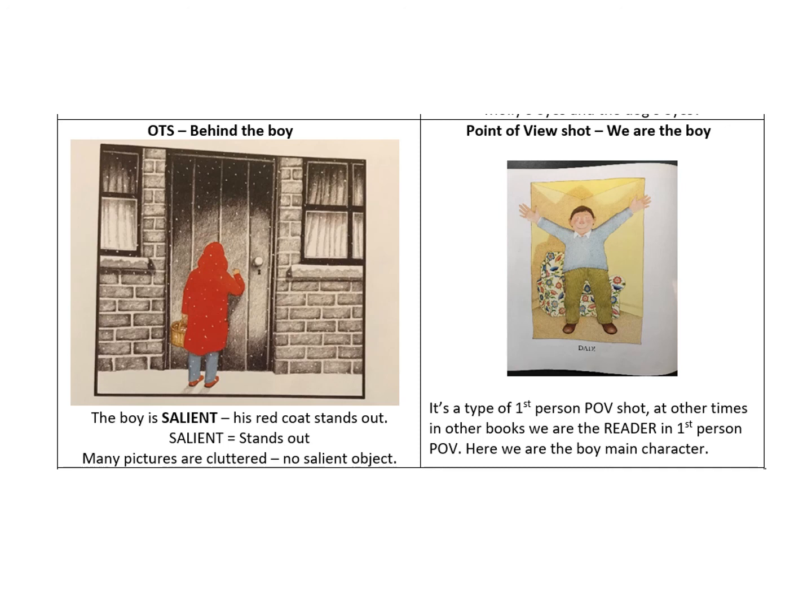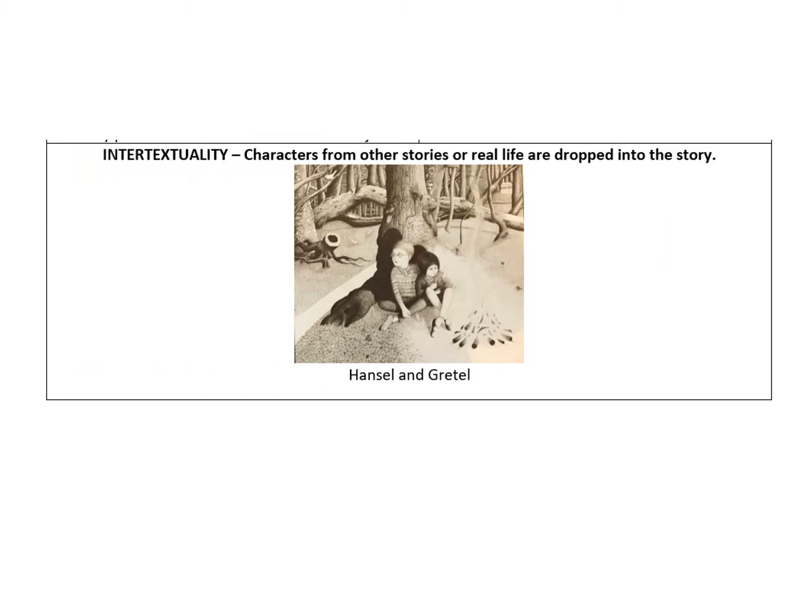And of course, a point of view shot is actually a type of first person point of view. Whereas obviously an OTS shot is a third person point of view shot, because we're saying he or she or they. And then another bit of fun when you dig a bit deeper with visual literacy is to consider intertextuality, which is where the illustrator drops in characters from other stories or from real life, but definitely to create a kind of a feeling.